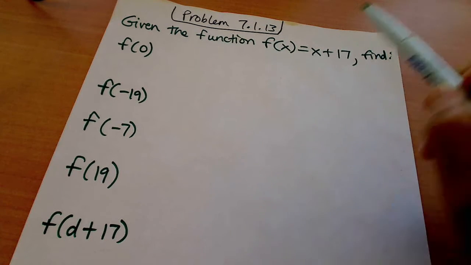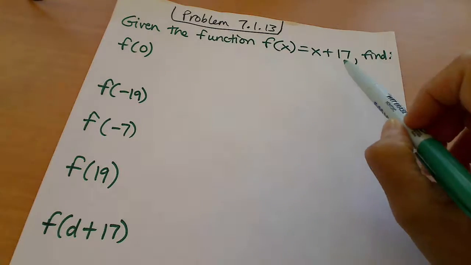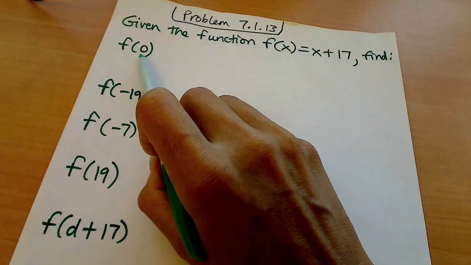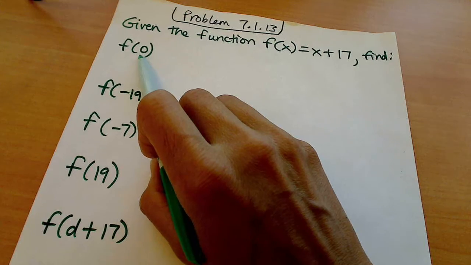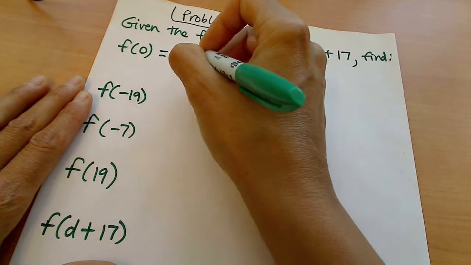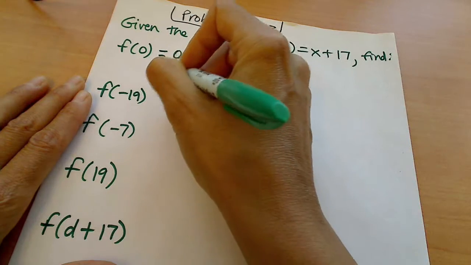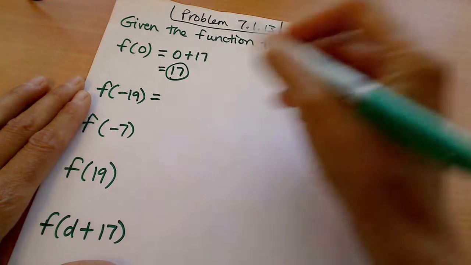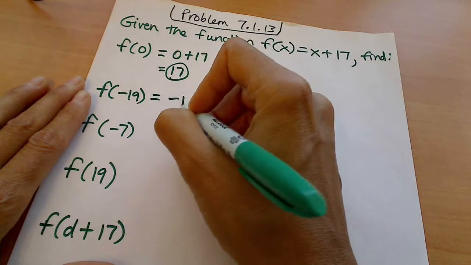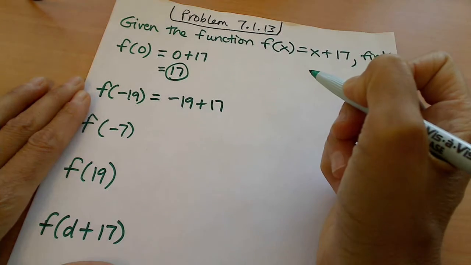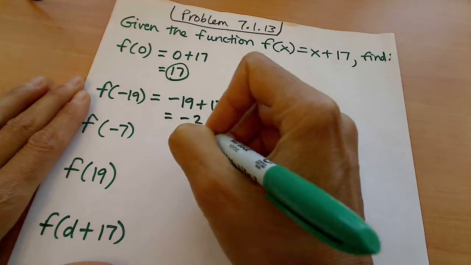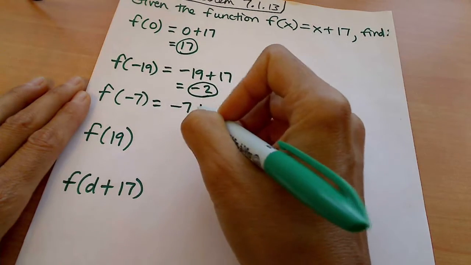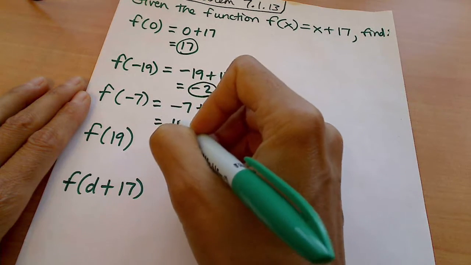So what they're asking us here is they're giving us this function f of x equals x plus 17, and they're asking us to find each of these values right here. And so what we're going to be doing is plugging in these values for x and then just evaluating. So f of 0 would be 0 plus 17, and when we do the math, that would be 17. And f of negative 19, when we plug that in, so we're plugging negative 19 in for the x, we have negative 19 plus 17, which is negative 2. And then plugging in negative 7, we're going to have negative 7 plus 17, which is positive 10.